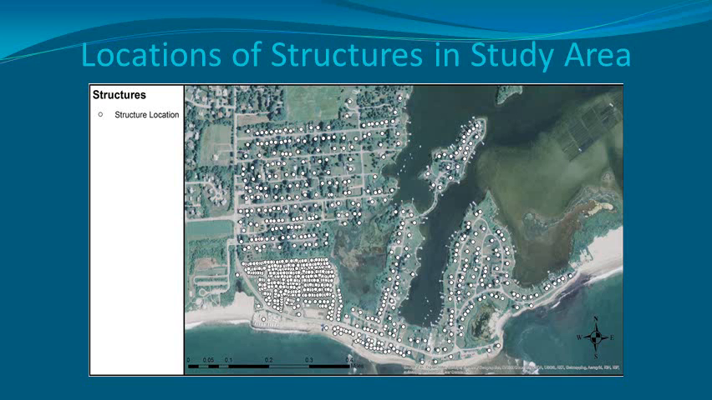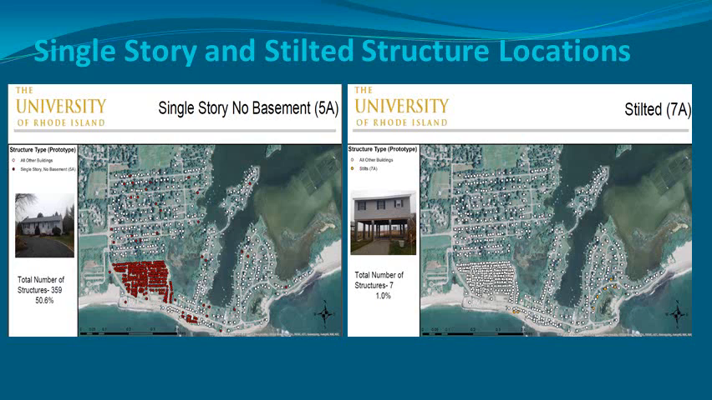So looking at this, this is the E911 database, so it locates all the structures for us. Then what we can do is start to categorize the structures based on the types that are in the damage functions. So you can start to see the single story, no basement. There's a large cluster here. The stilted structures actually are a very small number and interspersed throughout the community.